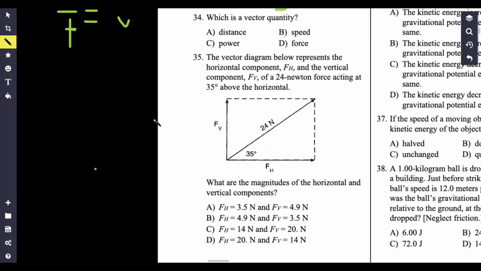A vector quantity, well, what is a vector quantity? This is pretty tricky. Well, it's not speed. I know it's not speed and distance, because speed is only like 30 miles per hour. It's only a magnitude, right? And distance, if I say that I walked 5 meters, that's only a magnitude, no direction. But what about power and force?